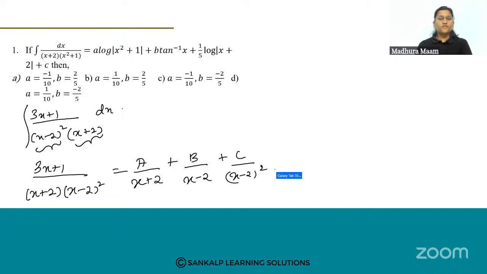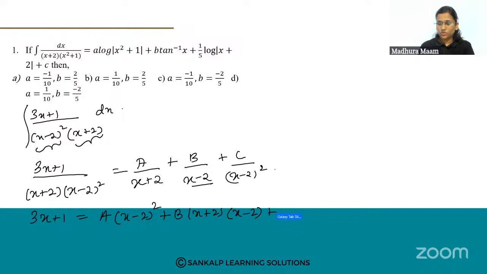Now you have to multiply both sides by the denominator. Here the denominator cancels, here x plus 2 cancels and x minus 2 whole square remains; here x plus 2 comes, one x minus 2 cancels and one x minus 2 remains; here x minus 2 cancels and x plus 2 remains. Correct? Now you can solve this. This is 3x plus 1. One way of doing it: put x equals 2, then take x equals minus 2, and the remaining you find by comparing the coefficients.